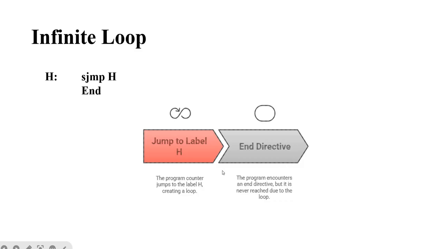So the next step, that is the directive, is END. It indicates the end of the assembly program. This was about the initialization, loop execution, and halting of the program.